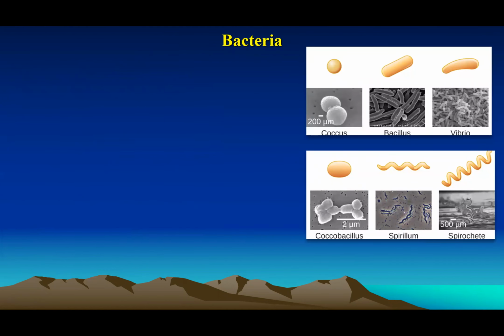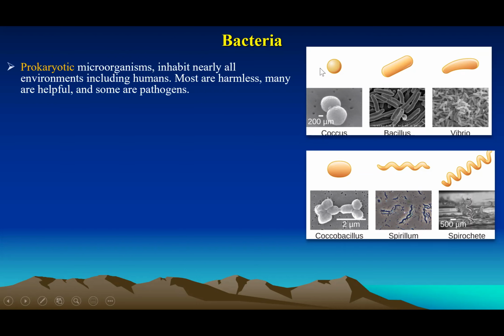So coming to bacteria, they inhabit every environment on Earth. Most of them are harmless, but some of them are pathogens and they can cause disease. They are mostly unicellular, and their cell wall contains peptidoglycan. There are photosynthetic forms and non-photosynthetic forms, and they are described by the shape.